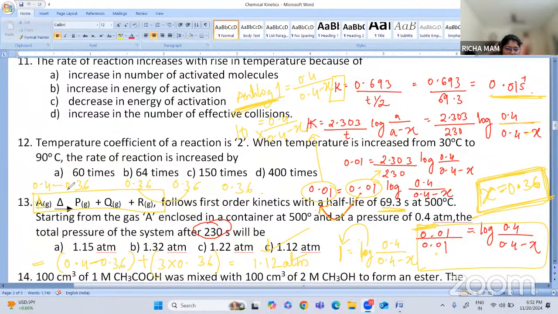So what they have asked: for the starting reactant, the pressure and temperature are constant. Gas A is enclosed in a container at 500 degrees Celsius, and they have applied a pressure of 0.4 atm. They asked for the total pressure applied on the system. So the total pressure is 1.12 atm. So this is the answer.